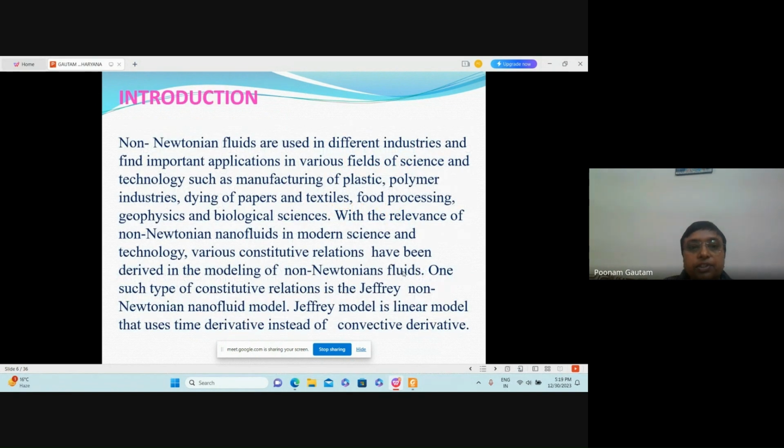Introduction. Non-Newtonian fluids are used in different industries and find important applications in various fields of science and technology, such as manufacturing of plastic polymer industries, dyeing of papers and textiles, food processing, geophysics, and biological sciences. With the relevance of non-Newtonian nanofluids in modern science and technology, various constitutive relations have been derived in the modeling of non-Newtonian fluids. One such constitutive relation is the Jeffrey non-Newtonian nanofluid model. The Jeffrey model is a linear model that uses a time derivative instead of a convective derivative.